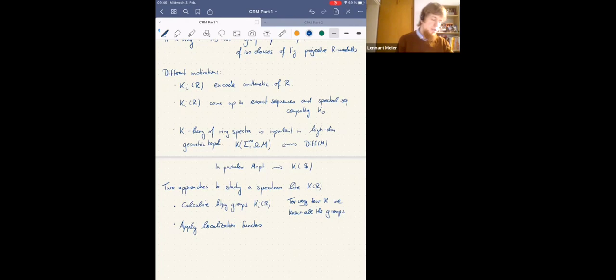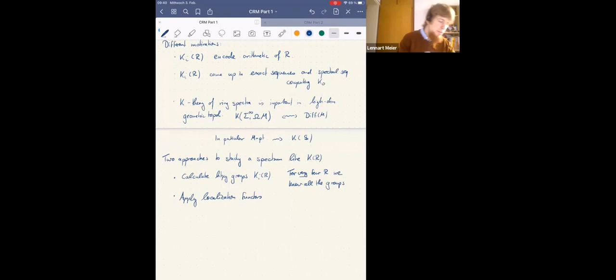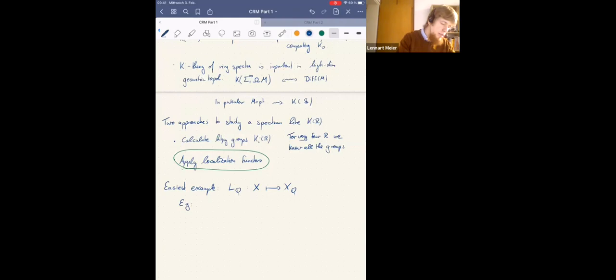So let me talk about localization functors. This will be the approach that I will talk about. The easiest example of such a localization functor is just rationalization. It's called LQ, and it sends a spectrum X to its rationalization. For spectra, this works extremely nicely: we just tensor the homotopy groups with the rational numbers. For example, if we rationalize the sphere spectrum, we obtain the Eilenberg-Lane spectrum of the rational numbers, because all the higher homotopy groups are torsion.